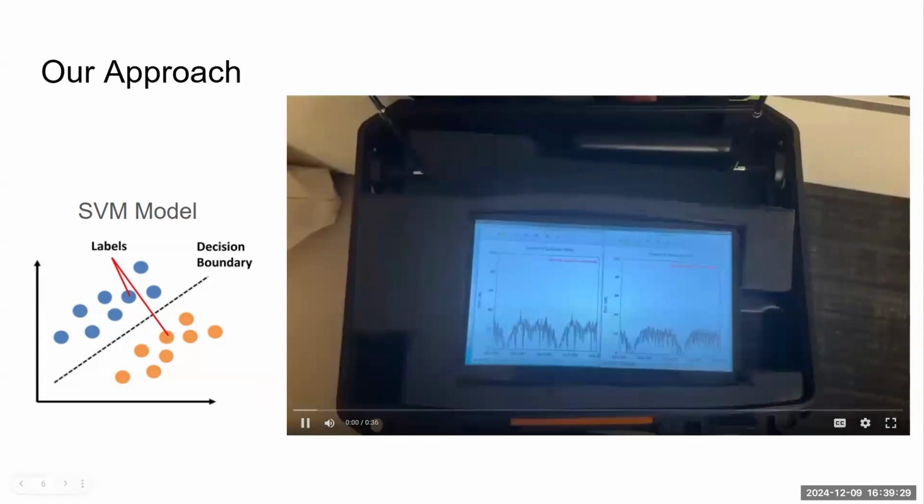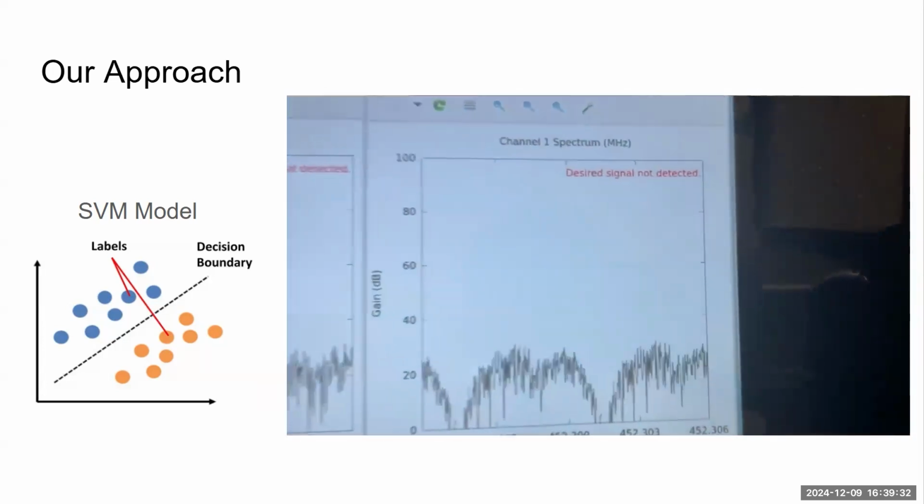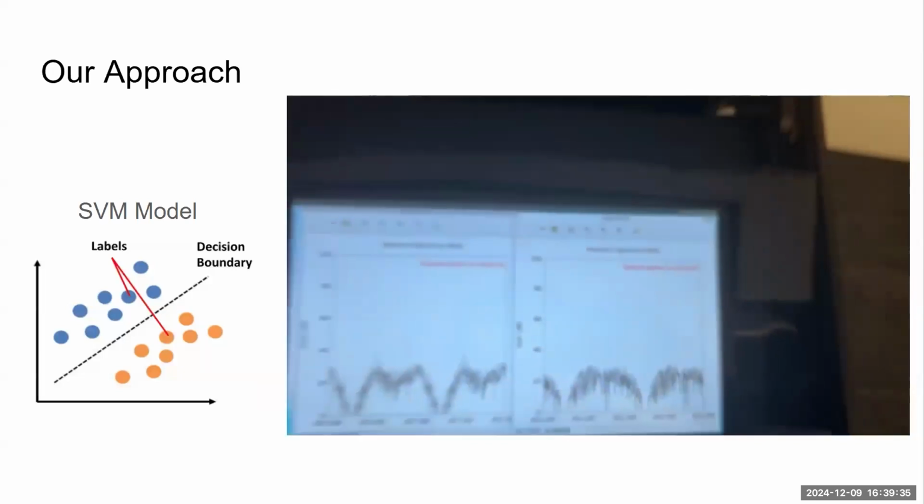And overall, the whole system is powered by a battery and enclosed in a protective case, which makes it portable and durable.